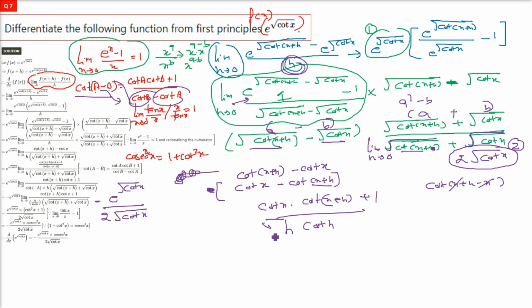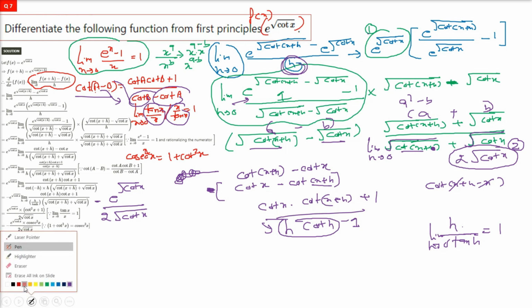So you get this h. Cot h is tan h. I told you tan x by x or x by tan x, limit x tends to 0, it is going to be 1. So this is going to be 1. So this whole term in the denominator is 1. So the term in the numerator is cot x into cot x plus h plus 1.